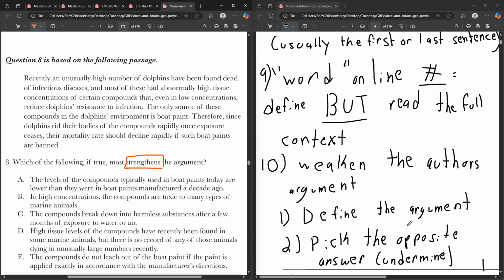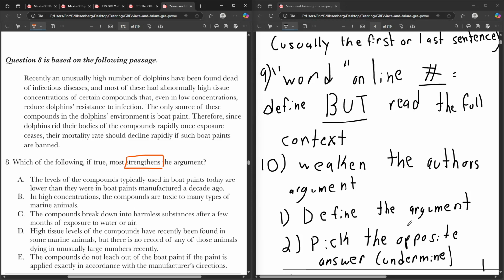So this is a very notorious Power Prep ETS exam question that most people absolutely despise, and I'm going to try and finish off by explaining how this question works, okay? So it's saying, which of the following, if true, strengthens the author's argument? So let's go through it. This is the infamous dolphin question. If any of you have seen it before, then you know it lives in people's nightmares.